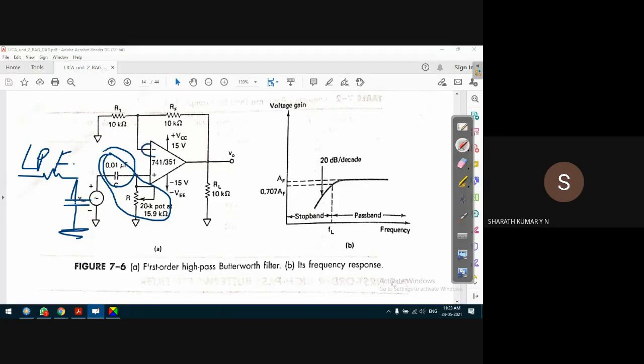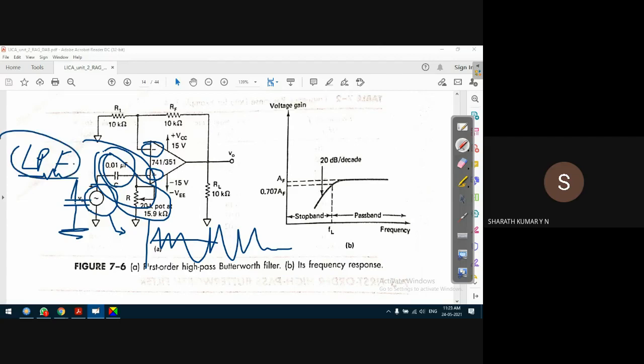As we can observe, it is basically a non-inverting amplifier, because the non-inverting input is connected with the input voltage, that is the voltage whose frequency varies. Depending on the component selection, we can use the circuit for either low pass filter or high pass filter or other types of filter like band pass, band stop. All that is possible.